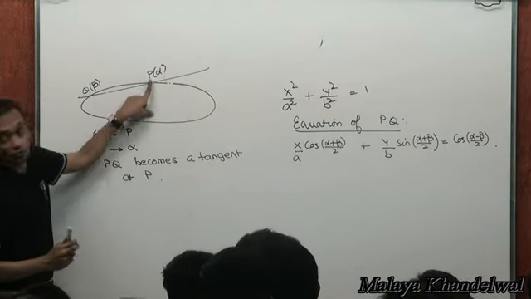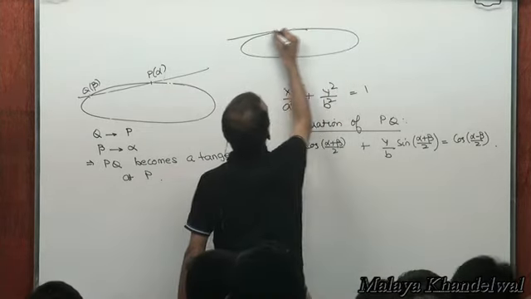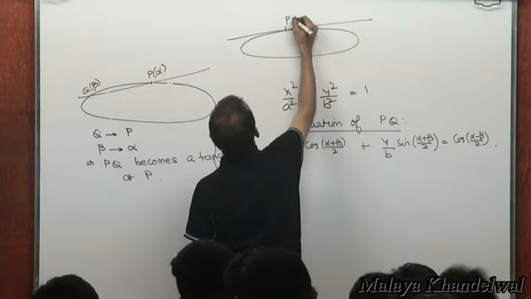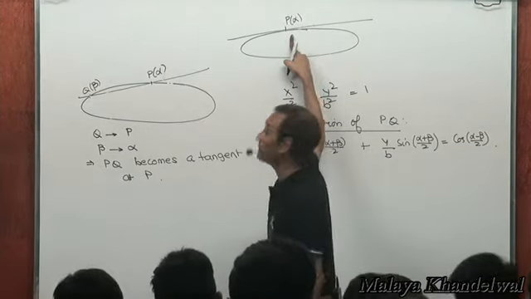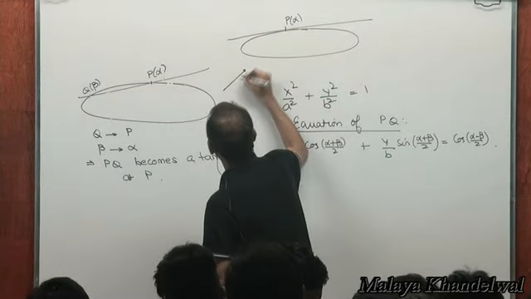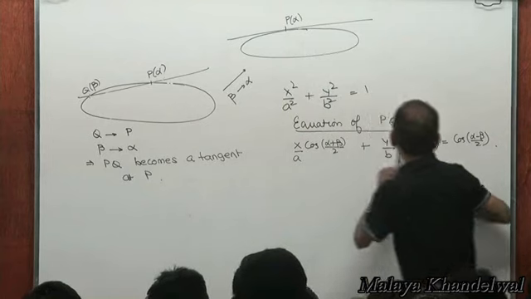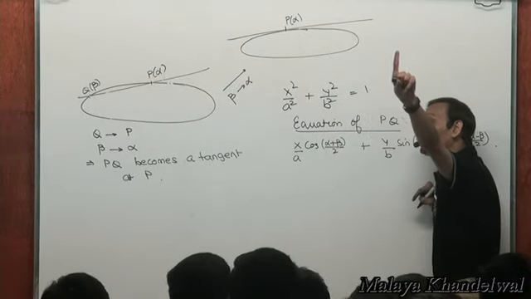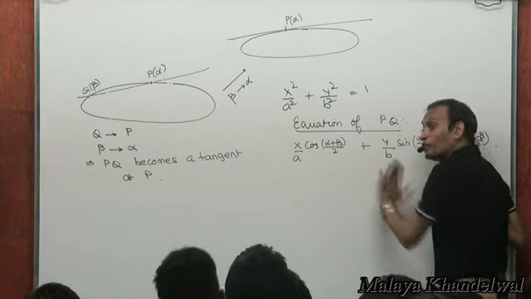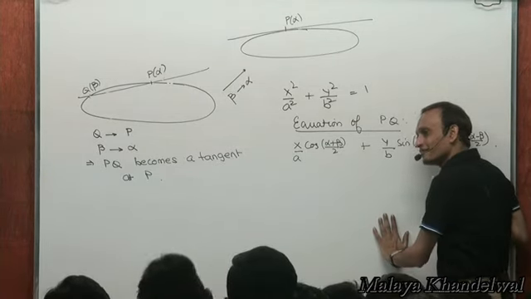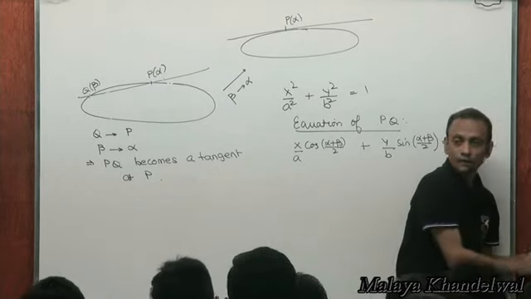If Q is brought closer and closer to P, then what transpires is the following. This is P. The limiting case of this chord would be a tangent at P. This happens when beta is brought closer and closer to alpha. So in this equation, if I put beta equal to alpha, will I not get the equation of the tangent at a point whose eccentric angle is alpha? If I put beta equal to alpha, then this chord would be rendered a tangent at alpha, right?